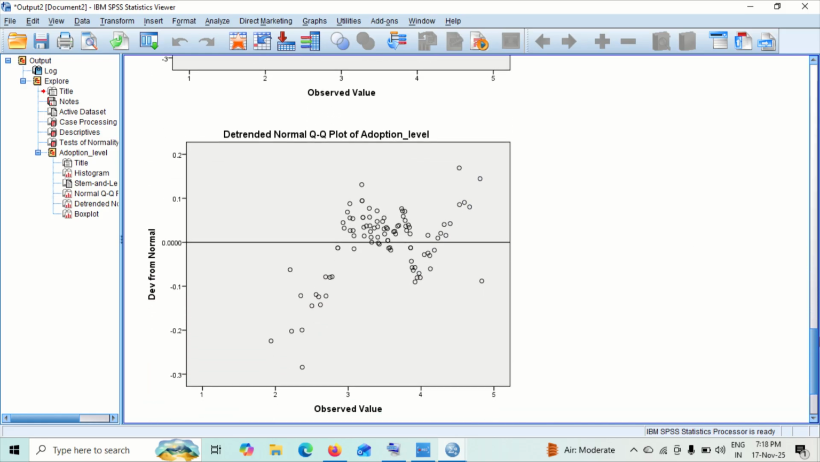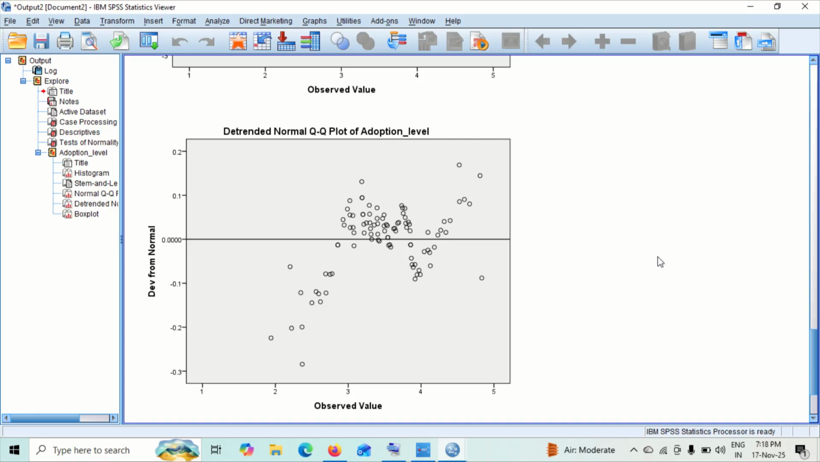And this is the detrended normal QQ plot of adoption level. In this plot, the x-axis represents the observed value and the y-axis represents the deviation from normal, that is DEV, deviation from normal. Here the data points are randomly scattered around the horizontal line with no clear pattern. It suggests that data follow a normal distribution.